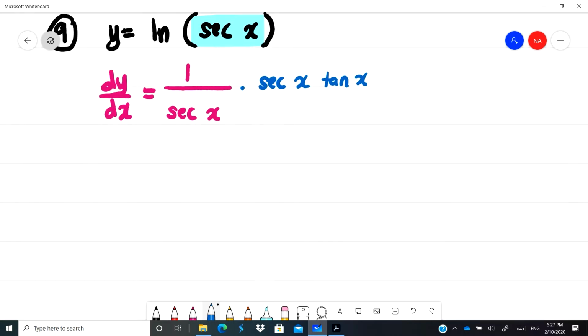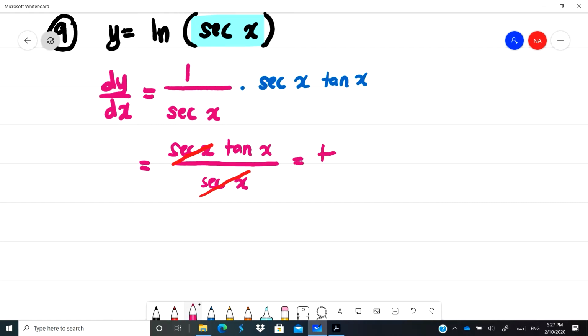So this can be written as secant x tangent x over secant x. Do we have the same term here? Yes. The secant x with secant x can be cancelled. So you have tangent x, your final answer.